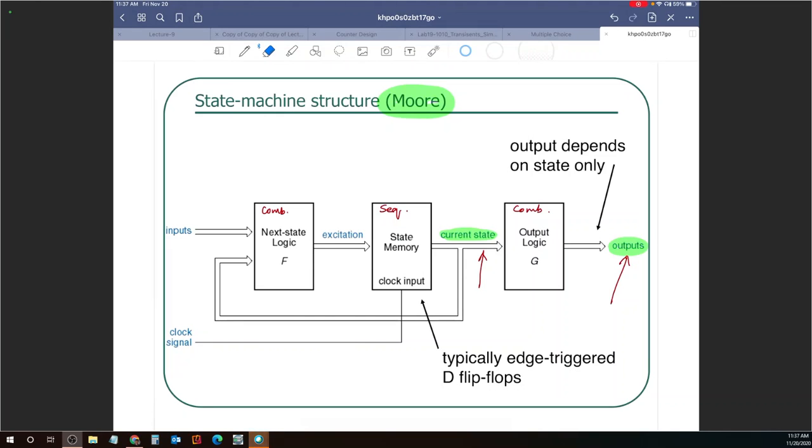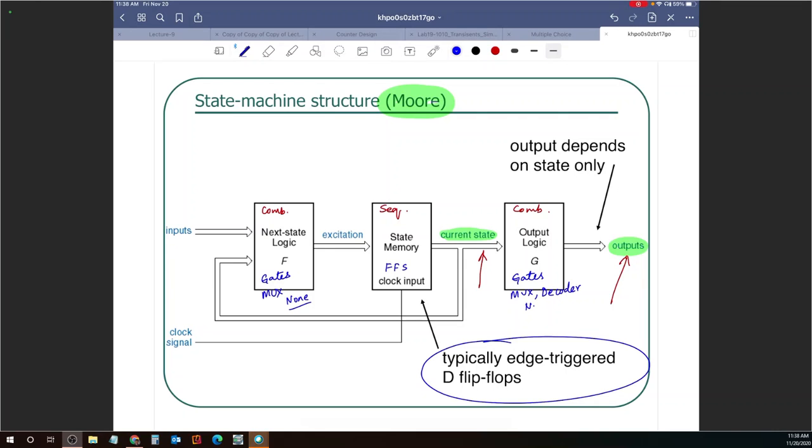So this could be some flip-flops here, typically edge-triggered D flip-flops. This is some combinational logic. These could be logic gates, could be muxes, could be nothing at all, whatever combinational network. And again over here, gates, could be a mux, could be a decoder, whatever combinational logic you can think of, and could also be none.